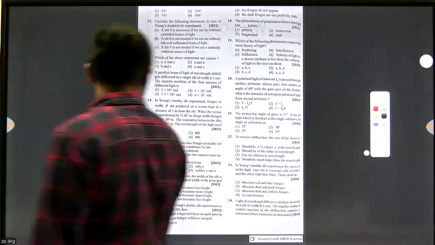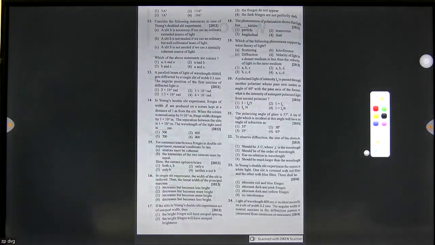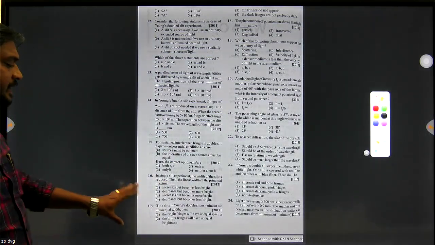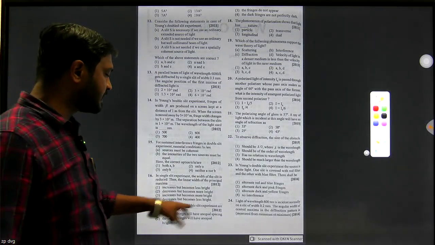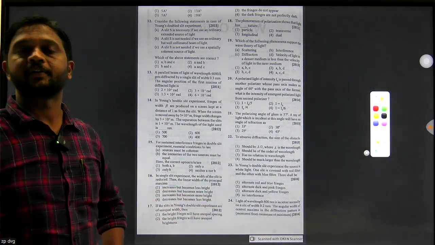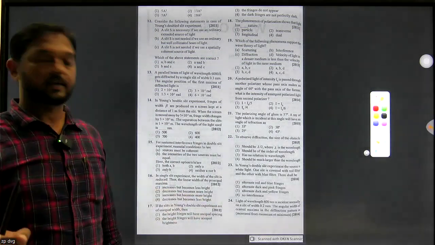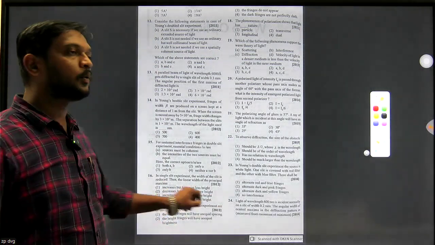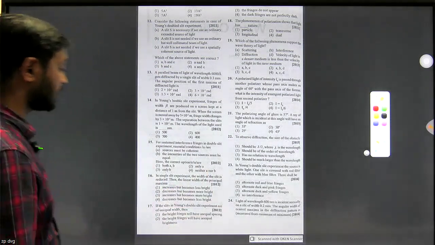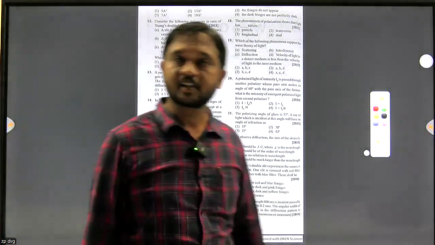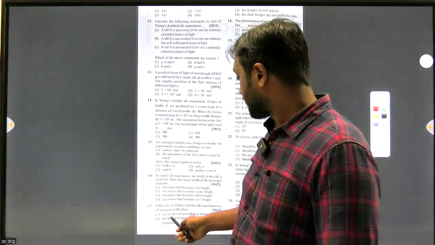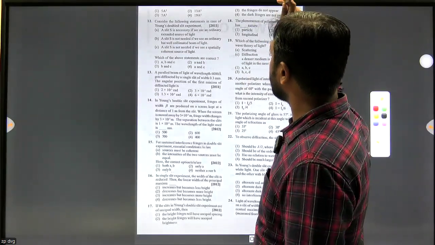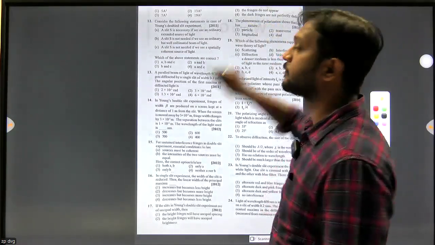Question number 17. If the slits in Young's double slit experiment are of unequal width, then option A, the bright fringes will have unequal spacing; the bright fringes will have unequal brightness; no fringes appear; or the dark fringes are not perfectly dark.